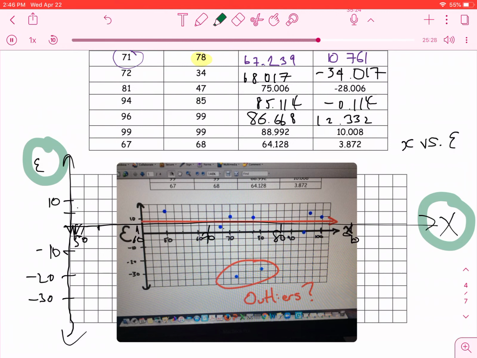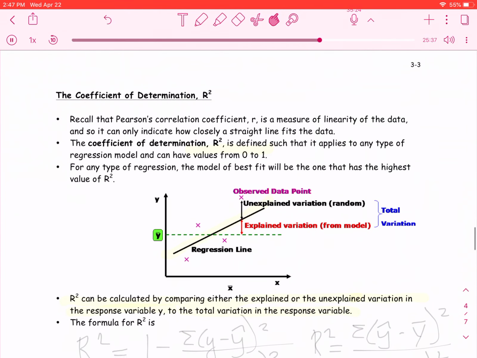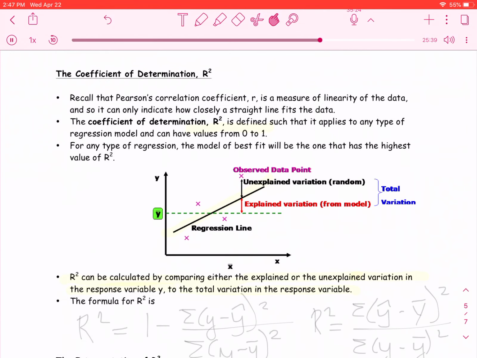Now, for the coefficient of determination, so looking at R squared, recall that Pearson's correlation coefficient R is a measure of linearity of the data, so how to produce a line, and so it can only indicate how closely a straight line fits the data. Now there's something called the coefficient of determination, R squared, and it's defined such that it applies to any type of regression model and has values from 0 to 1.